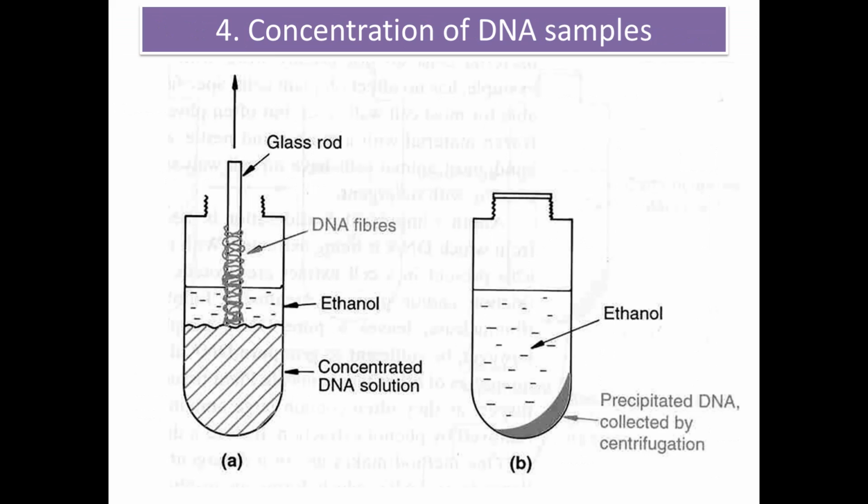Concentration of DNA samples. After separation, we want to remove other material, water, ethanol or something, and we get just precipitated DNA. So we'll put more ethanol, and the DNA will be precipitated, and so it will be collected by centrifugation.